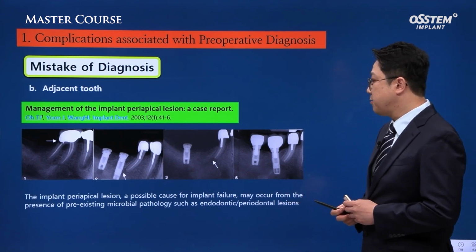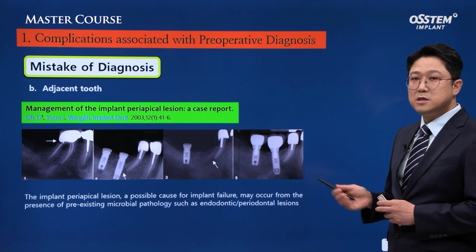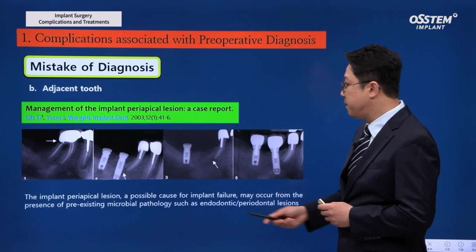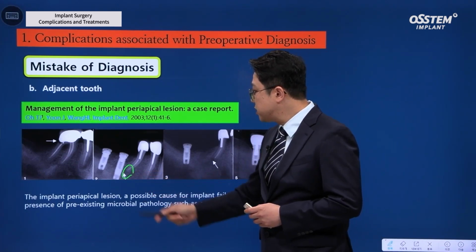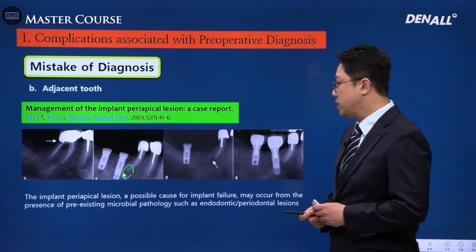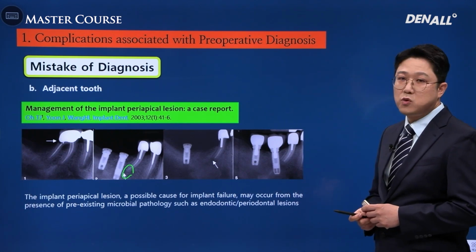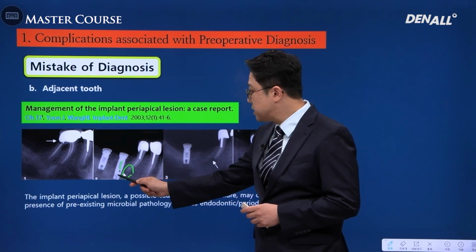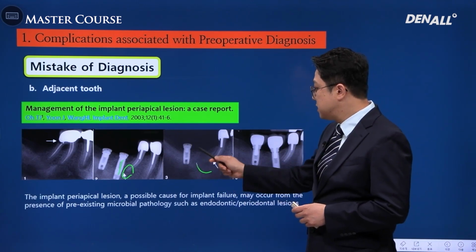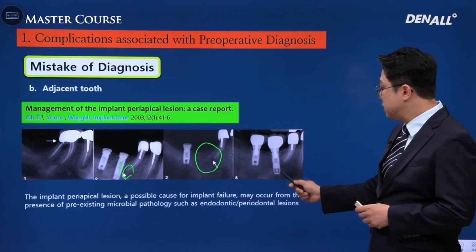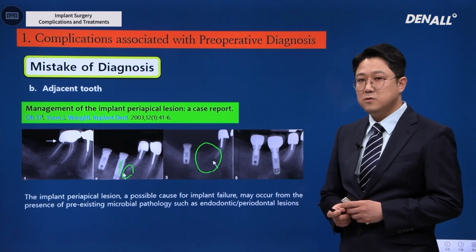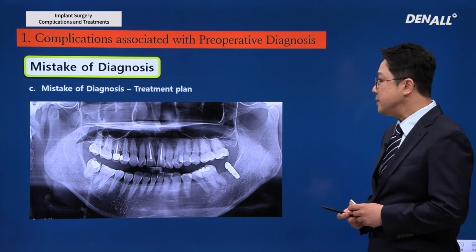In this case, there was an apical lesion in the adjacent tooth, and as the implant was placed, due to surgical trauma, it was exacerbated. You cannot really see it in the X-ray image, but on the mesial side, on the apex side, you can see that there's a lesion due to surgical trauma. It can be exacerbated, and because of this issue, the implant had to be removed and an apical incision needed to be made to place the implant. Assessment of adjacent teeth is very important.